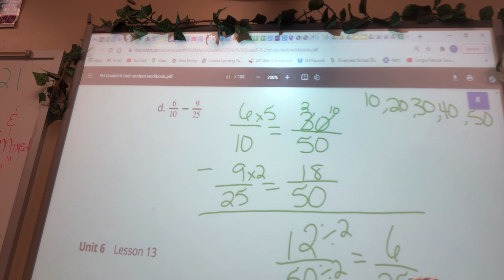Is this in simplest form? Yes, because there's not a number that 6 and 25 will both go into with no remainder. So what kind of number is 6? Composite. What about 25? Composite.